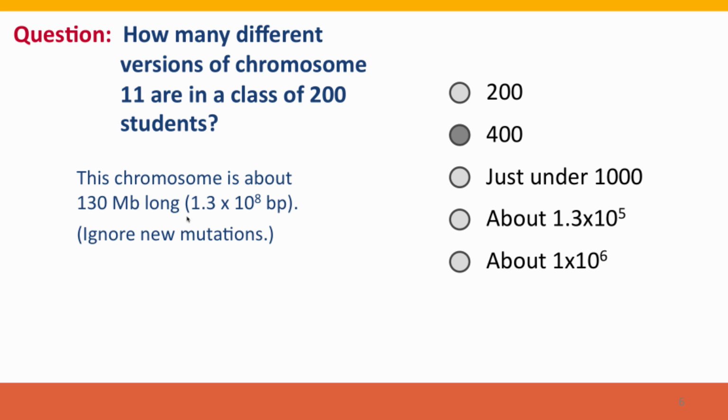And the answer is, oh, you didn't need to know how long the chromosome was at all. There's only 200 people in the class. There can only be 400 total versions of the chromosome. It's unlikely that any of them are going to be identical because the chromosome's so big. Every one of them is almost certainly going to be different. So 400 is the right answer.